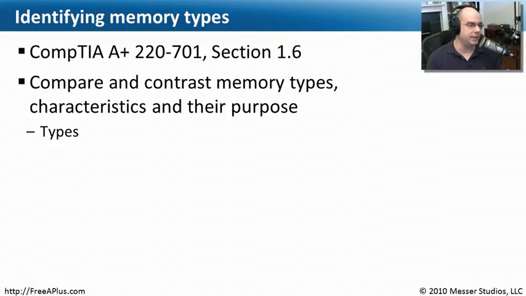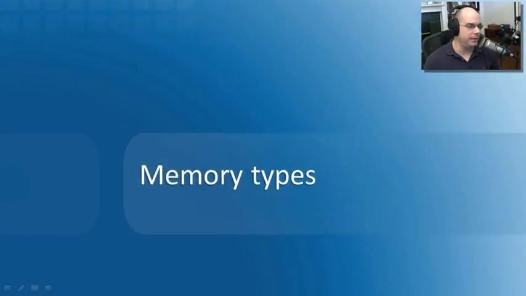So this is our essentials exam that says that we need to compare and contrast memory types, characteristics, and their purpose. And specifically for this module, we're going to look at memory types. There's a lot to know. There's a little bit of math involved, but it's not too bad. As long as you memorize one single formula, you should be pretty good if you get any questions on your exam dealing with the amount of throughput that you would get of different memory types.